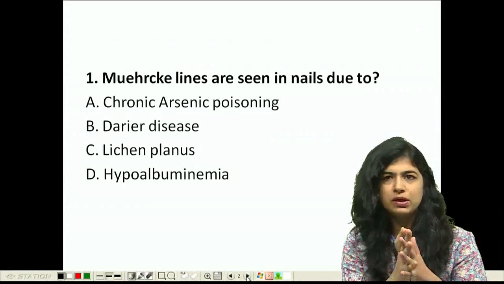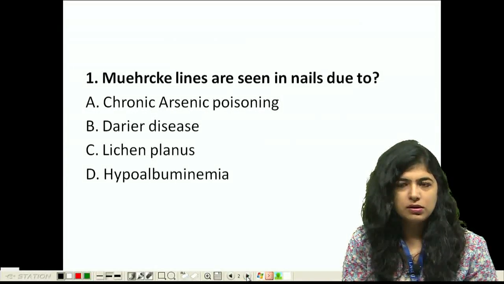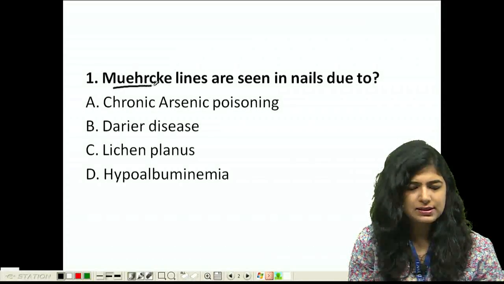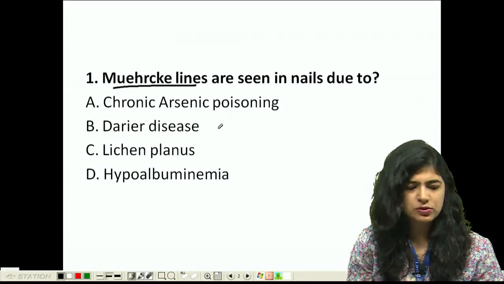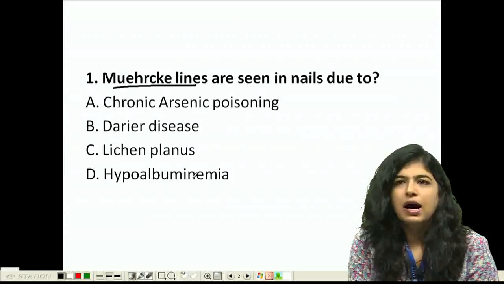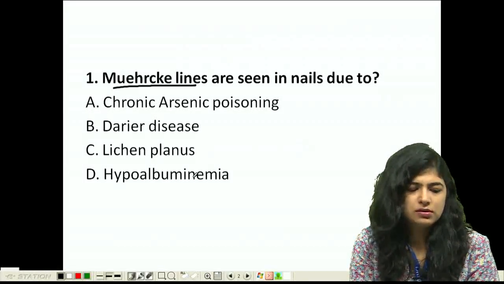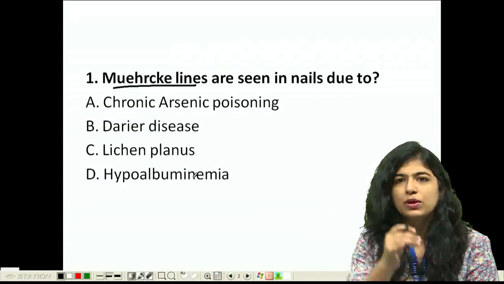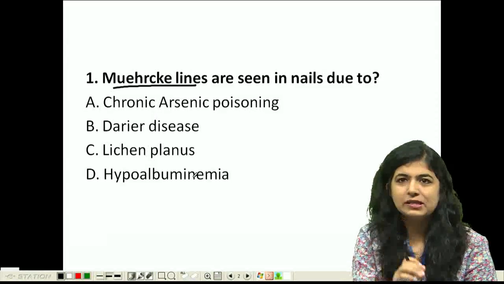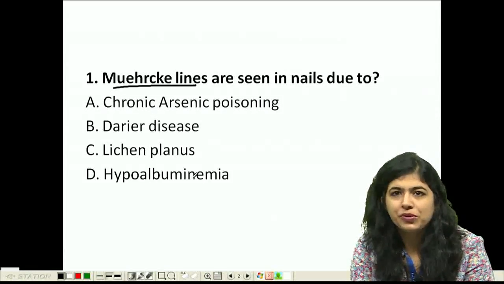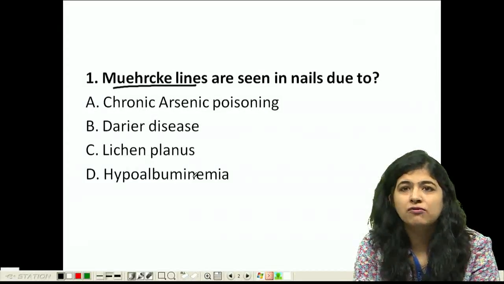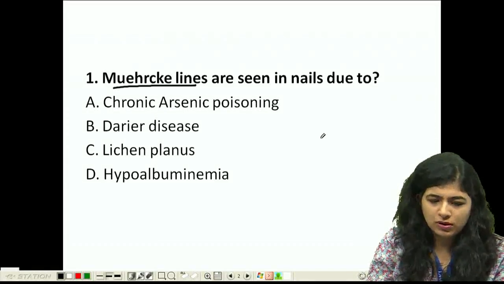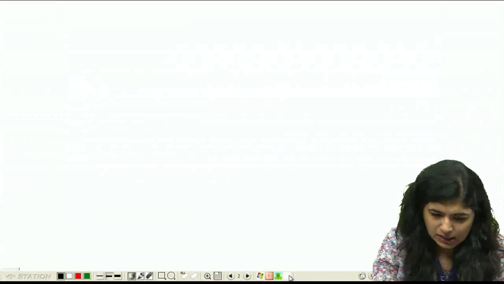Moving on, question number one. Read it. What is it talking about? It's talking about Mürke's lines. They are seen in nails due to dash, dash, and dash. How many of you know the answer? It's a relatively simple one. You have to know that Mürke's lines are a form of leukonychia, but an apparent leukonychia. So let us discuss Mürke's lines in short.